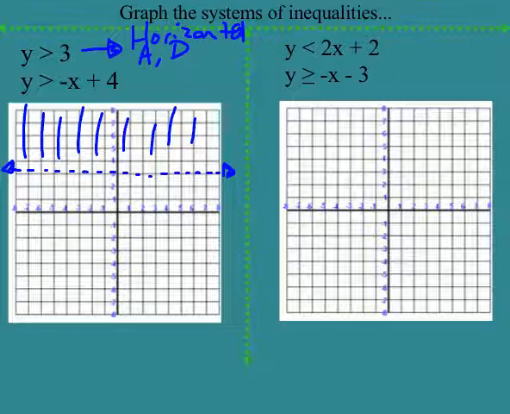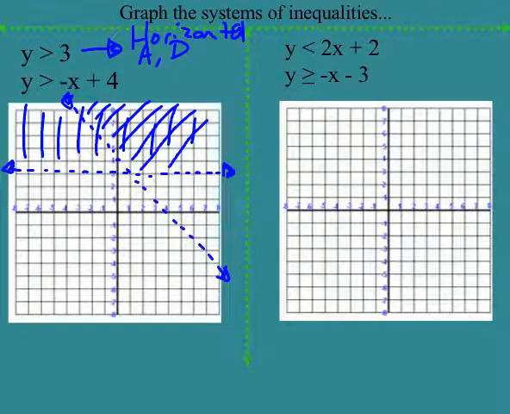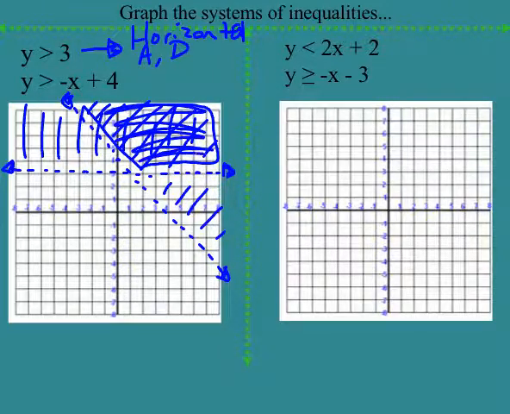Now, negative y is greater than negative x plus 4. So negative x plus 4. Here's 4. Negative x. Something like this. Alright, negative x plus 4. So I need to be above that as well. So that would be this area. Alright, see how when I have the same color, I might just shade this in a little bit. Okay, that's my solution set up here.